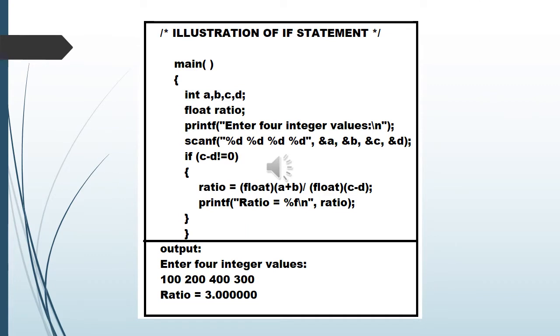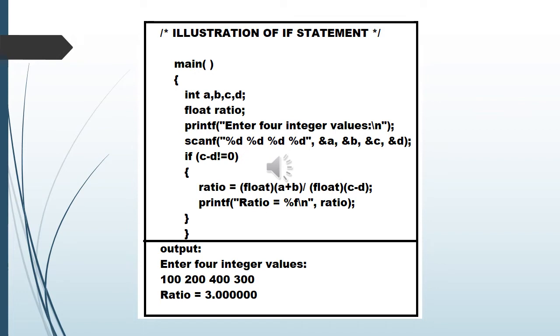Illustration of if statement. Here one simple example is there. Main is the main function, then opening brace, a, b, c, d are the integer values, and ratio is a variable of type float. Printf: enter four integer values. Since we are asking to enter the values, we use the scanf function here for a, b, c, d. We are checking with the if condition here: if c minus d is not equal to 0.